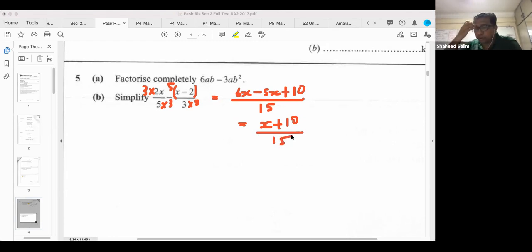Are you confused now? Or clear? Okay now. You confused? Okay, which part are you confused? Multiplying? The answer. Okay, why is the answer like that? But this part you understand. So yeah, that's the answer like that.